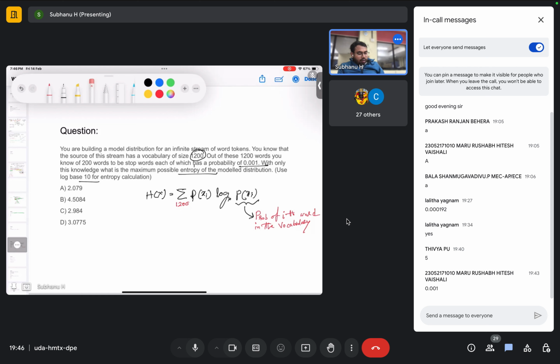So what information have we been given? That's the main important question now. We have vocab size 1200. Then we have 200 stop words with probability 0.001. Now how many words remain? Remaining we have 1000 words. Total 1200, among them 200 are stop words and the others are 1000 words. So they must sum to a probability of 1.